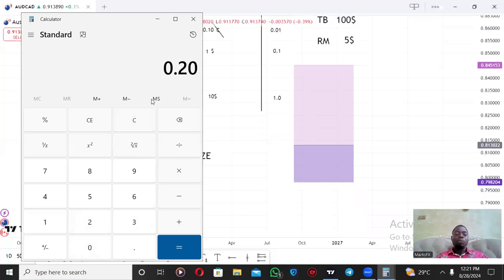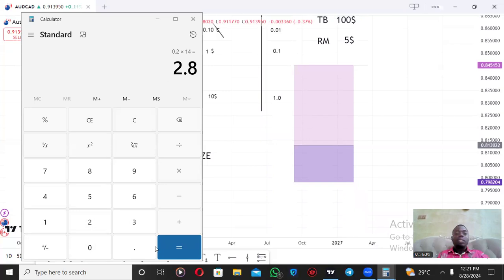Instead of that, I'll use 0.02, which is 20 cents. If you multiply it by 14, technically, we are going to get $2.8. I'm still below my target, so I can still take this trade. Now, just imagine you taking this trade using 0.02.